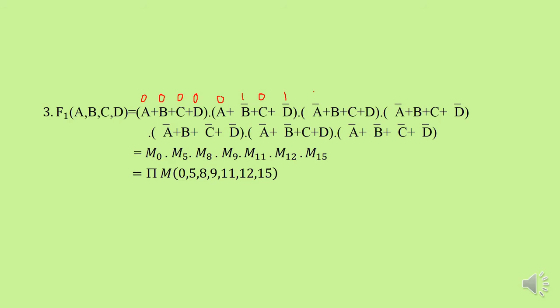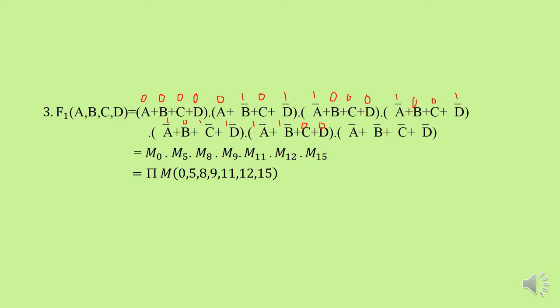Next, this is 1, this is 0, this is 0, and this is again 0. Next, this is 1, this is 0, this is also 0, and this is also 1. Next representation, this is 1, this is 0, this is 1, and this is 1. Next, this is 1, this is 1, this is 0, and this is also 0.